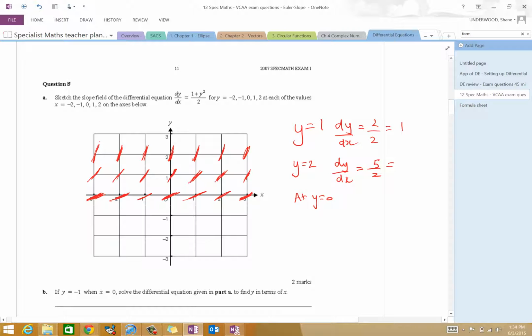Now, what about y equals -1, because it's squared? It's the same as 1, isn't it? So that's it. That's what you've got to do, but you've got to do it for all of this. Look how many lines you have to draw. What a dumb question. They're assessing whether you can draw a line.